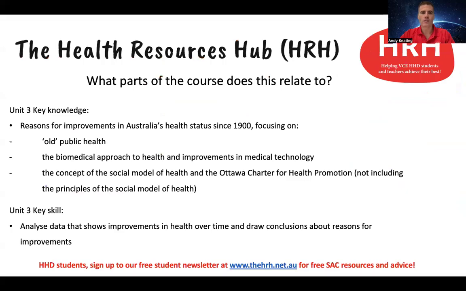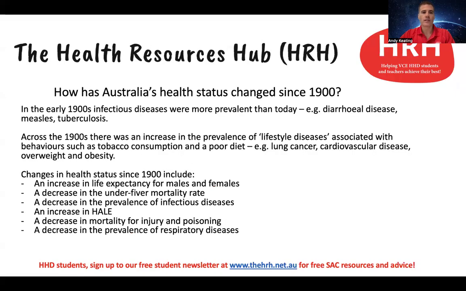So what parts of the course does this relate to? You can see there the Unit 3 key knowledge is looking at reasons for improvements in Australia's health status since 1900. Today we're not going to dive into those reasons. We'll do that in some subsequent videos. We're just going to look at improvements in Australia's health status since 1900. The key skill asks you to be able to analyze data that shows improvements in health over time, so we'll focus on that today. It also mentions drawing conclusions about reasons for improvements, but as I said, we'll do that in a couple of other videos. So first of all, let's have a look at how Australia's health status has changed since 1900.